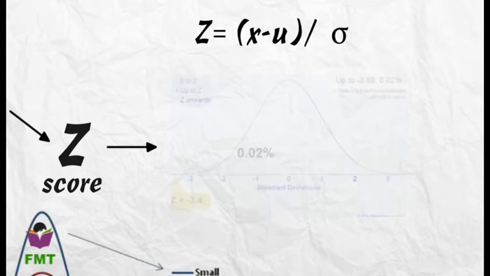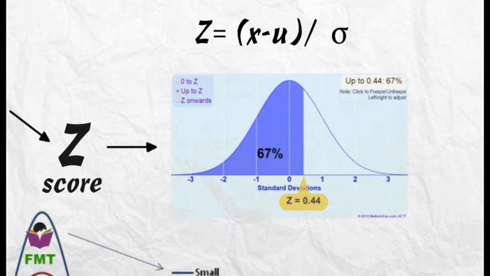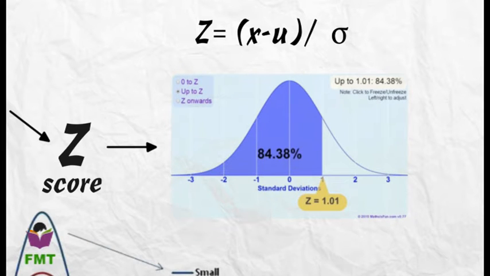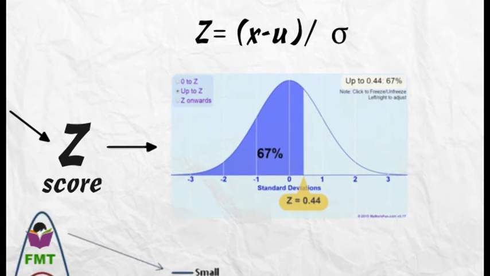Z-score. The normal random variable of a standard normal distribution is called a standard score, or Z-score. Z equals (x minus μ) divided by the standard deviation.